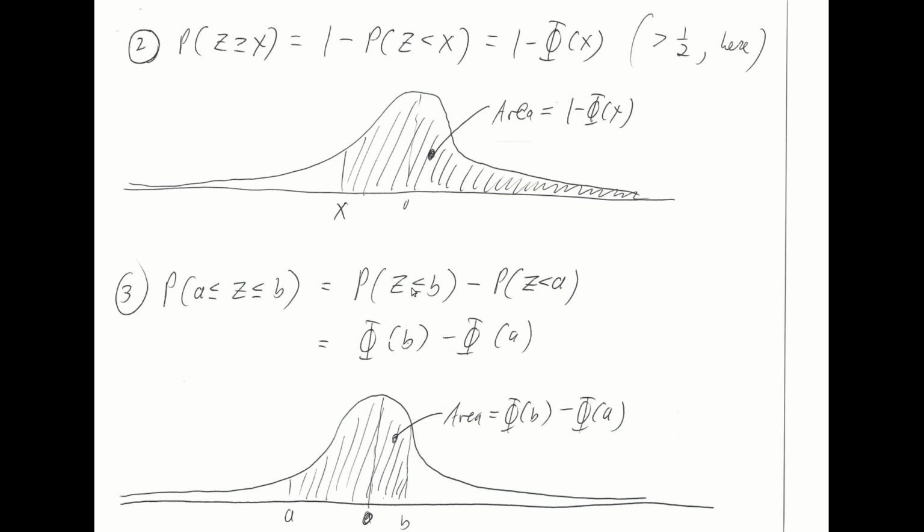So the probability that it's less than B minus the probability that it's less than A, and that's again phi of B minus phi of A. So the area between A and B is going to be phi of B minus phi of A. The value of phi at the right-hand endpoint of that interval minus the value of phi at the left-hand endpoint of that interval.